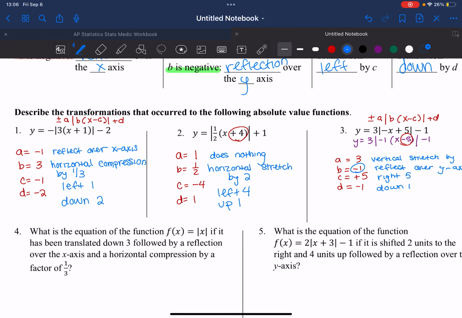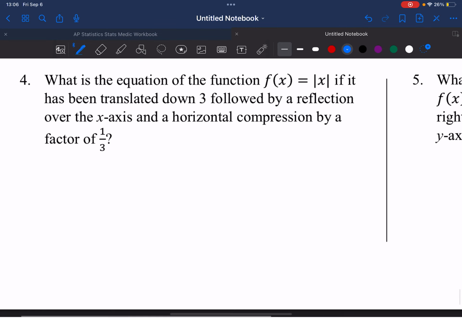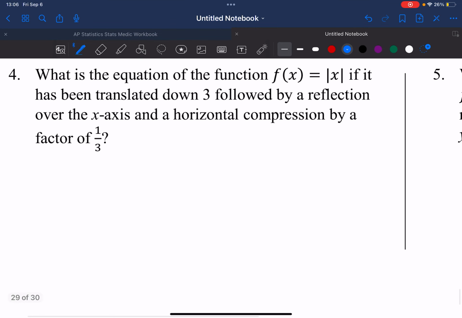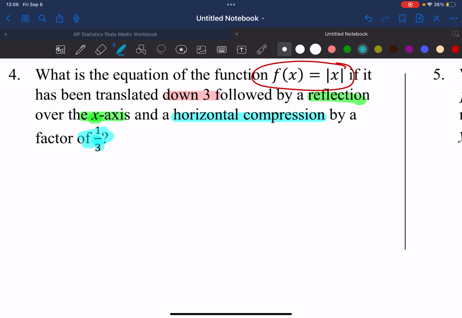Okay, so for 1 through 3, we took our function and we labeled the transformations. Now they are going to label the transformations, but we're going to have to rewrite the new equation. So we're starting off with our parent function, f of x equals absolute value of x. And then it says it's being translated down 3, then reflected over the x-axis, and then horizontal compression by 1/3. So 3 things are happening here.